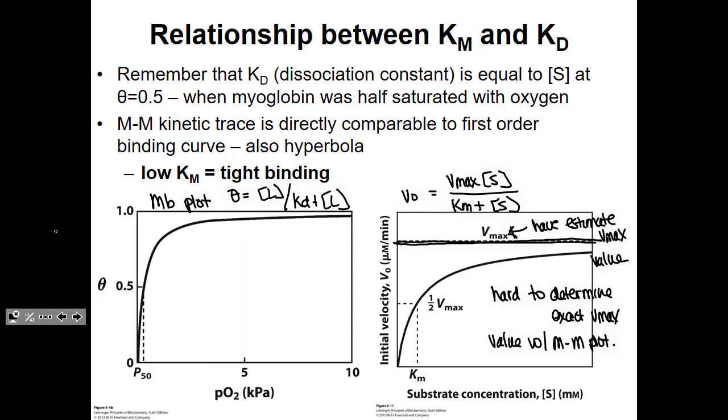Okay, so just like our KD, our Km is low when we have tight binding. So the better the substrate, or the tighter the substrate, the lower the Km, just like KD, okay?